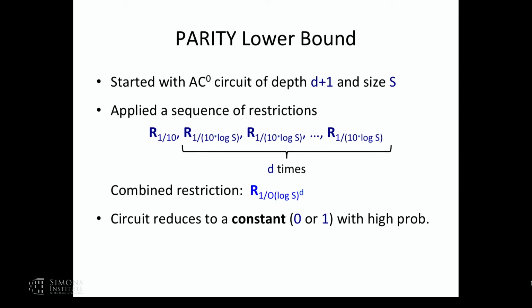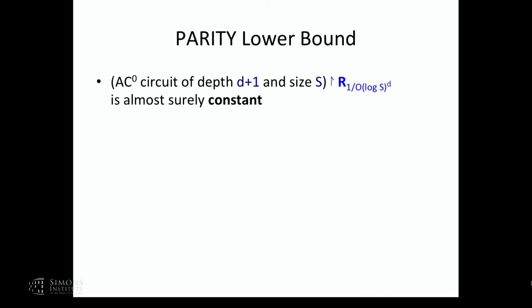Okay, so to summarize what we just did, we started with the AC0 circuit of depth d+1 and size s, and we applied a sequence of d+1 restrictions. First, there was a constant restriction, and then we applied p random restrictions where p was 1 over 10 log s. But you can think of the composition of these restrictions as simply an R_p random restriction where p is 1 over order log s to the d. And what we showed is that this circuit under this restriction is almost surely constant.